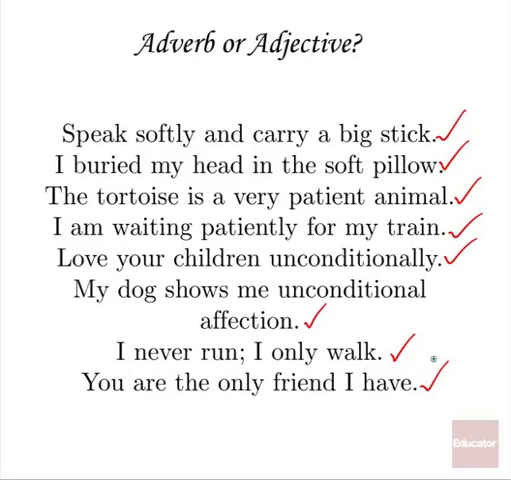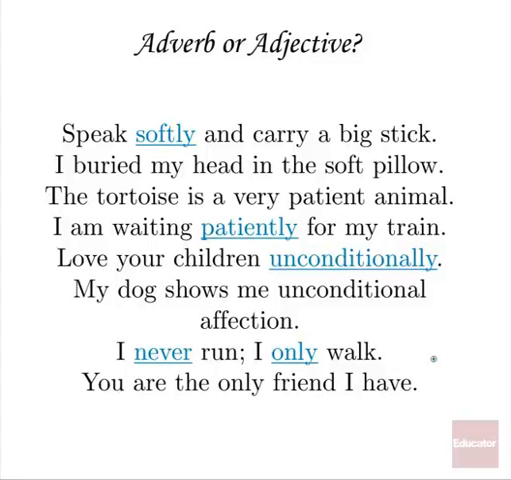Now, in each of these pairs of sentences, there's a repeated word, and in one half of the pair, it's used as an adjective, and in one half, it's used as an adverb. See if you can pick out the repeated words and figure out which is which. Take a good look. Pause the video if you need to. All right. Speak softly, adverb, ends in ly, and carry a big stick. In this case, it's modifying the verb speak. How do you speak? You speak softly.